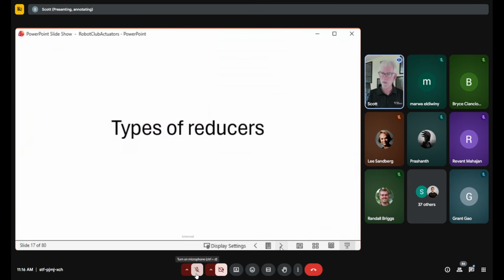Types of reducers. So I think someone already was talking about what the different types of reducers are. We're going to quickly go through. Go ahead, Grant.